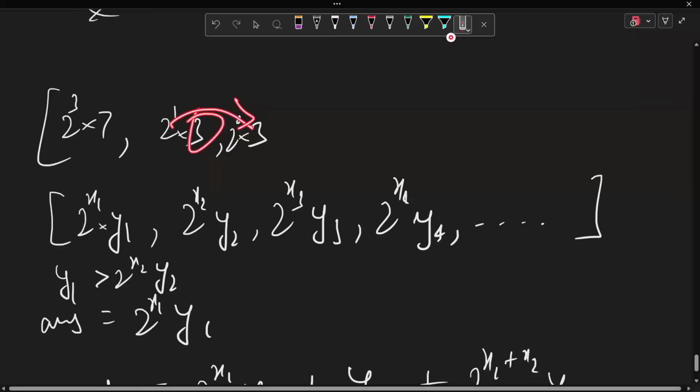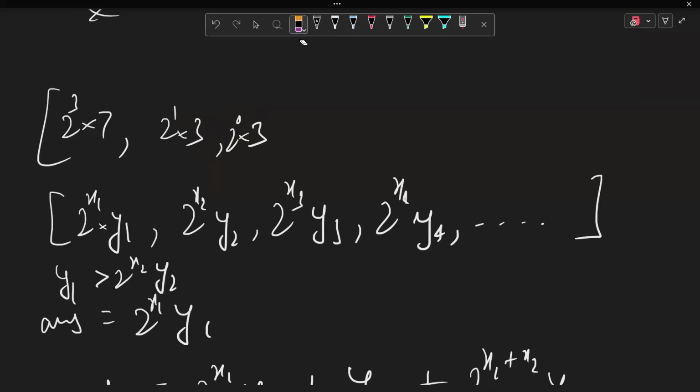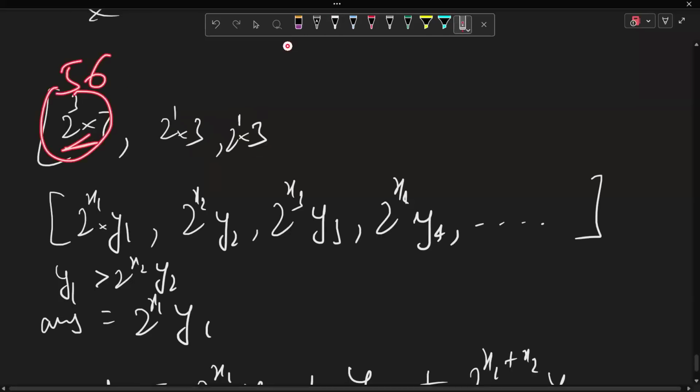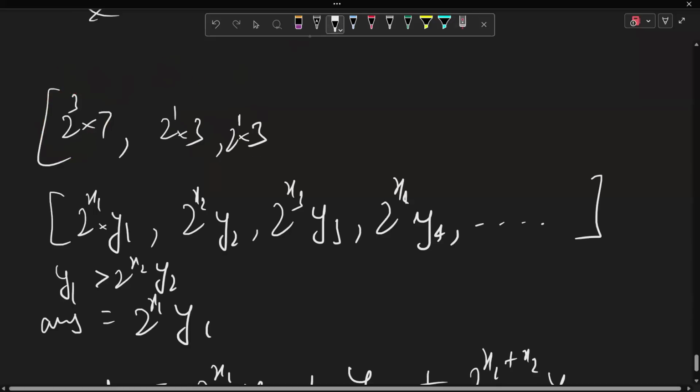Okay, you can move it or not move it. Let's say you have a 6 here. Okay, so it was like this: 8 into 7 is 56, then 6, then 6. Okay, this was your test case, let's say.